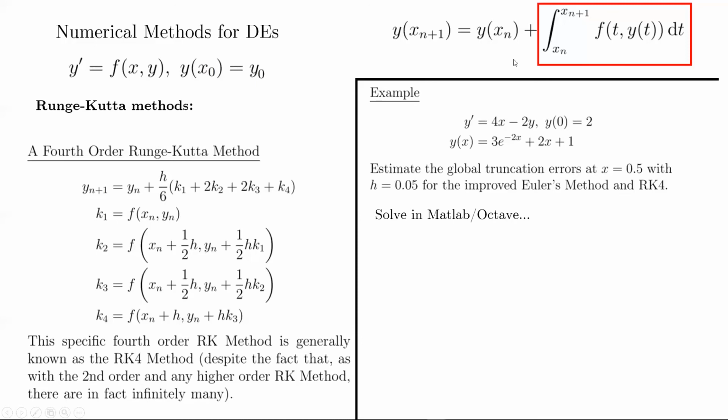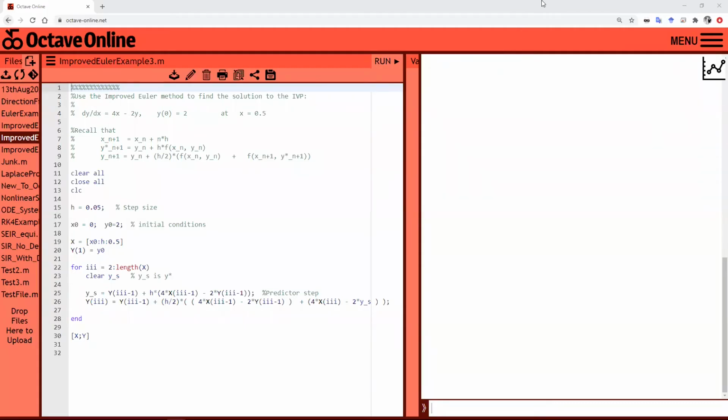Okay, let's go to Octave Online. So here we are at Octave Online. This is basically the code that I had previously for my improved Euler method. I'm obviously solving a slightly different problem, a slightly different initial condition with a slightly different step size, but everything else you should be able to follow, right? From the previous lecture. So the final value of x is 0.5, and my function in here is 4 times x minus 2 times y. This is pretty much what we did in the last class.